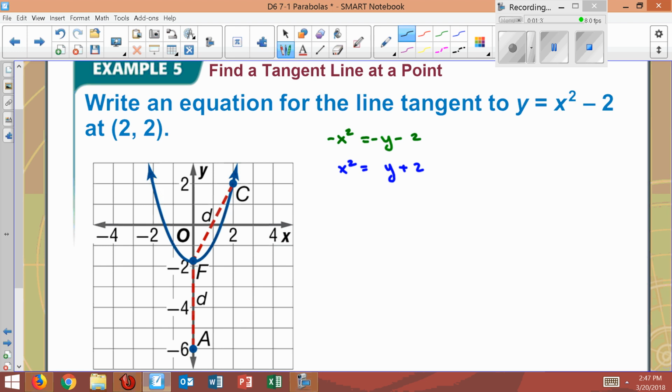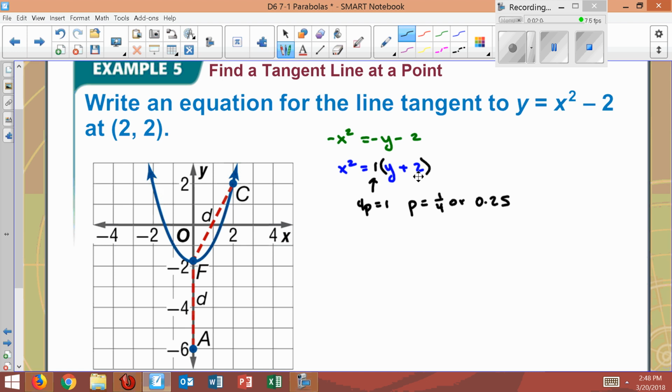To give myself a focus, I'm going to put parentheses here and factor out the 1. And now I know that this is my 4p here. So 4p equals 1, which means p equals 1/4 or 0.25. My focus is going to be 0.25 units up from the vertex, since it's next to the y, and it's up since it's positive as well.